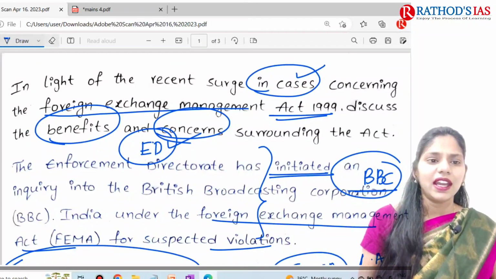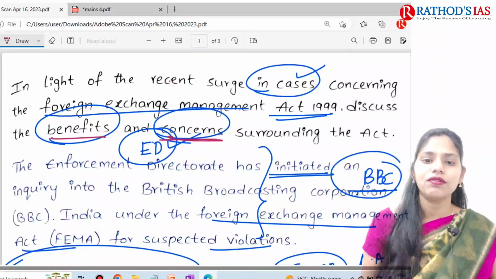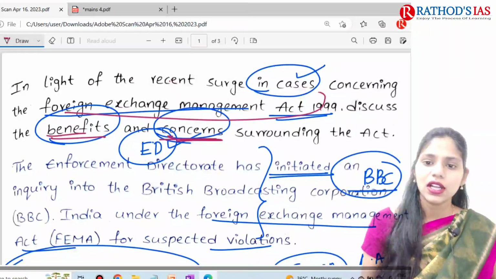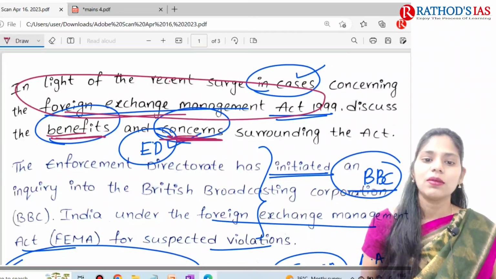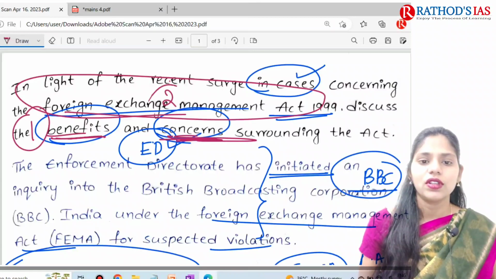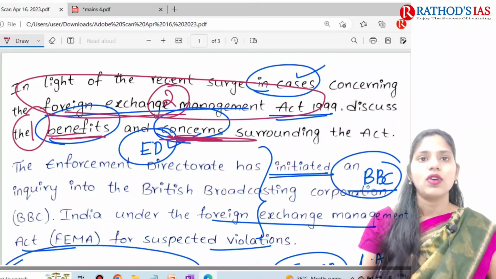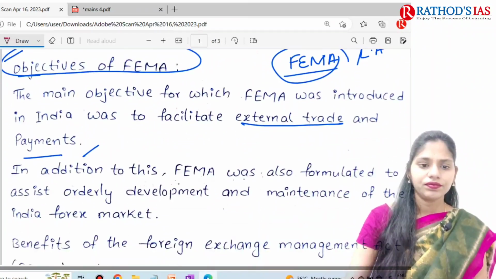So the mistake I found is that there is no underlining of the keywords. He didn't underline the Foreign Exchange Management Act, or what the benefits are or what the concerns are, like the subparts of this question. So this is the one big mistake I found. And the introduction is very good.